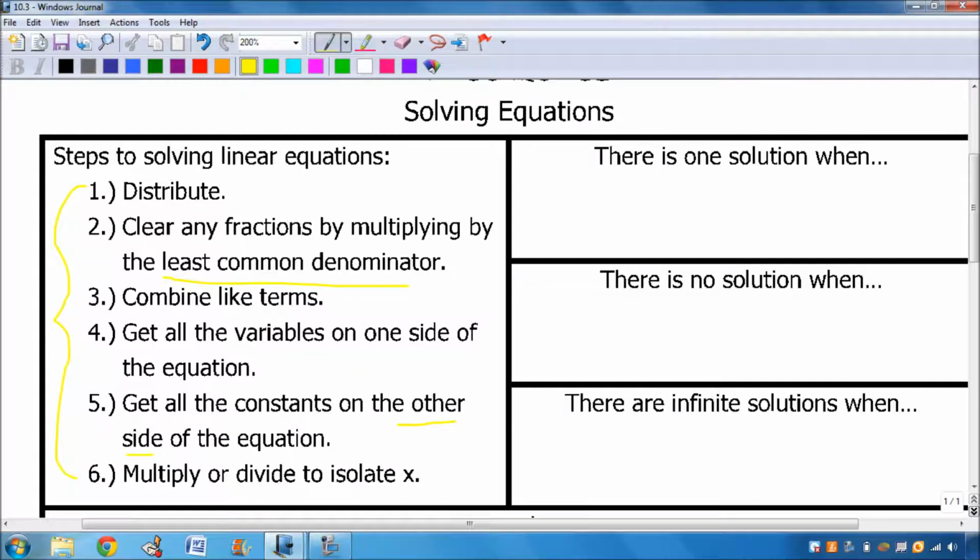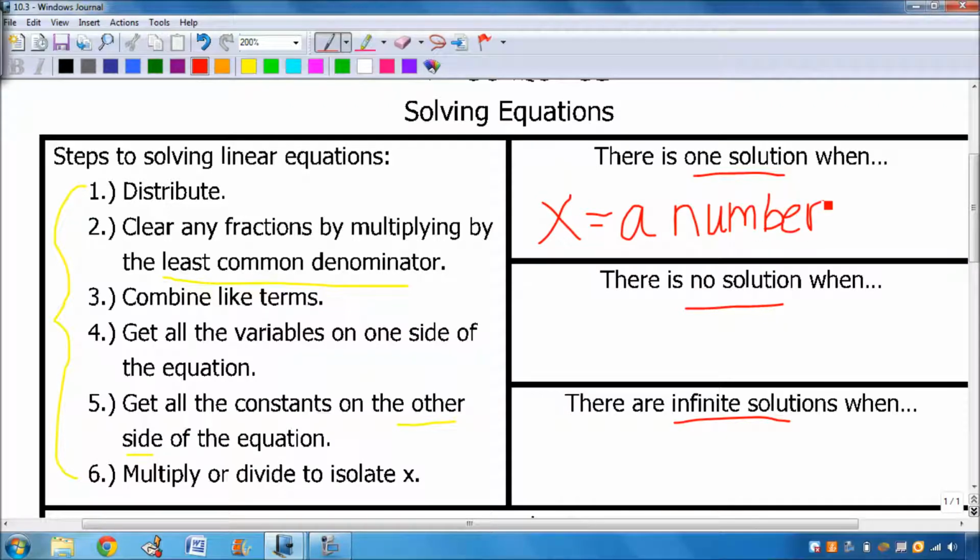So here we have three scenarios. When you solve equations, you'll either get one solution, no solution, or infinite solutions. So you'll get one solution when you get x equals some number, or the variable equals a number. So basically, if you get an answer, you have one solution. All right, you have no solution when you get two unequal numbers.